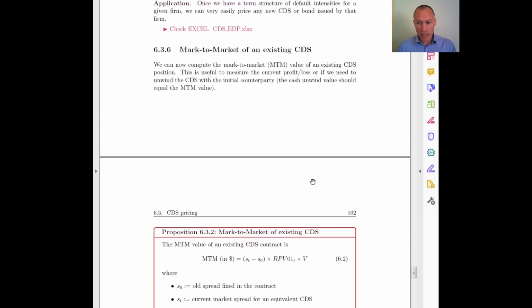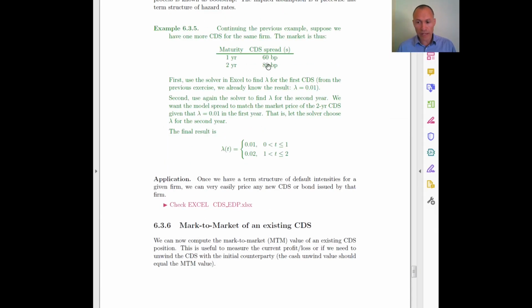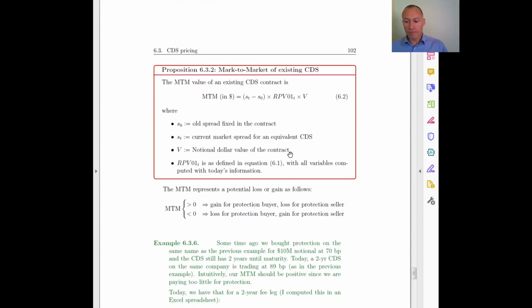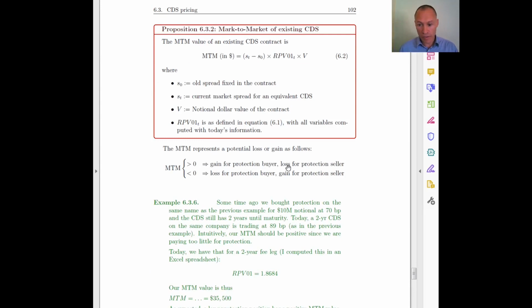If I go to the market right now and I want protection for 2 years, I need to pay 89 basis points. So what I have is good, because I am getting protection for the next 2 years just paying 70 basis points. This is good compared to the market. If I was going to buy protection right now, I would pay more, 89 basis points. It's a good contract. It has value to me because I'm paying too little for protection. So I should expect a positive mark to market, because the current price in the market right now is higher than the price that I have in my current CDS. So this difference will be positive.